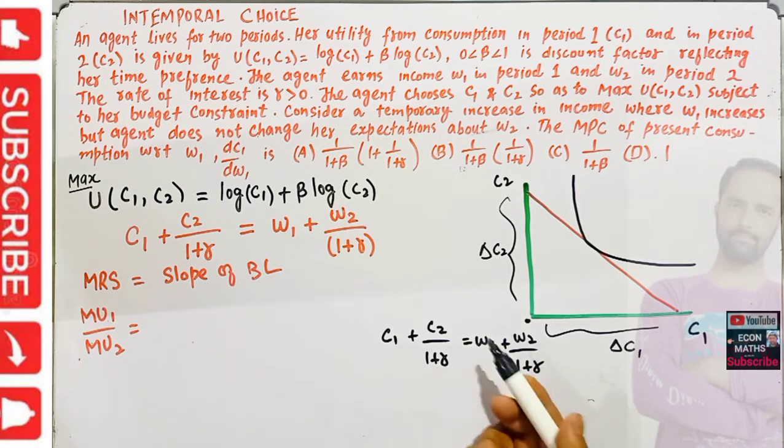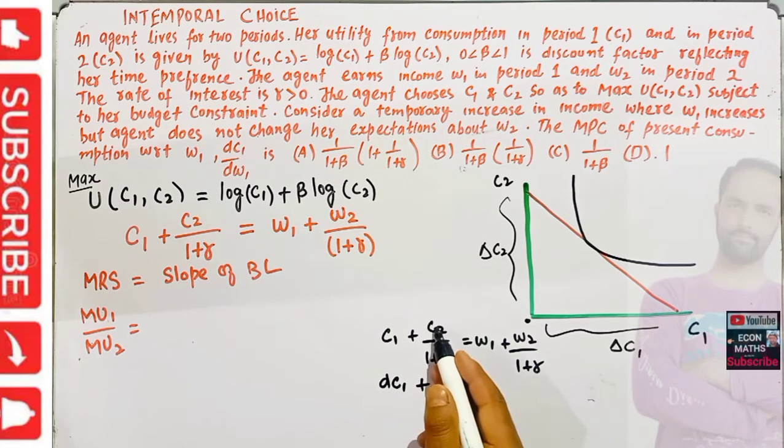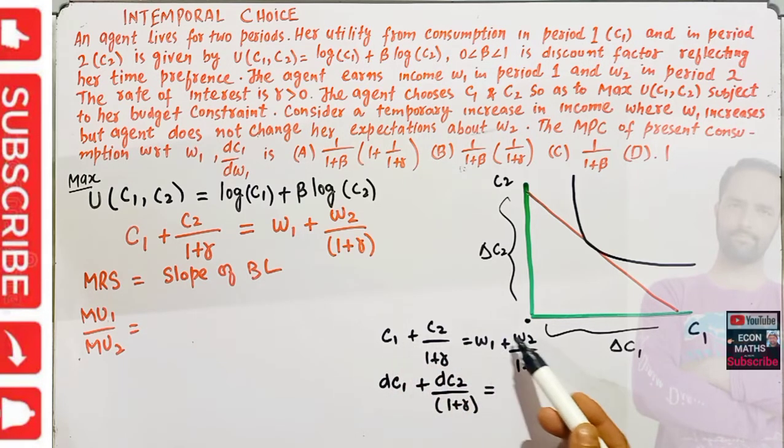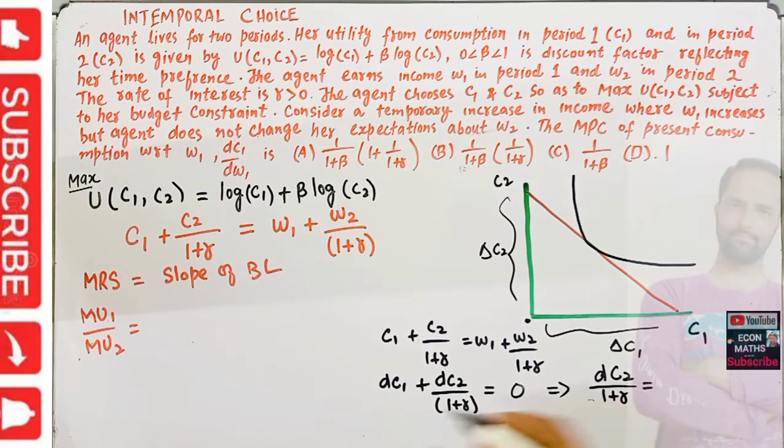Now take the differential. The differential of C1 will be dC1, plus the derivative of C2 will be dC2 divided by 1 plus R. We are taking differential with respect to C1 and C2. Since there is no C1 and C2 here, it will be equal to 0, which implies dC2 divided by 1 plus R will be equal to, transposing here, this is dC1, obviously with a minus sign here.